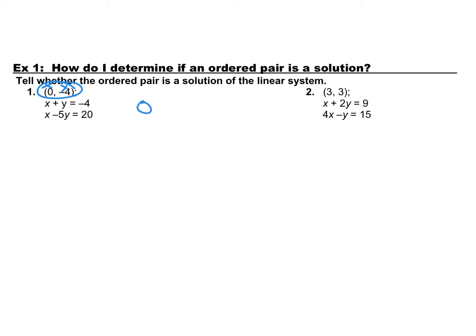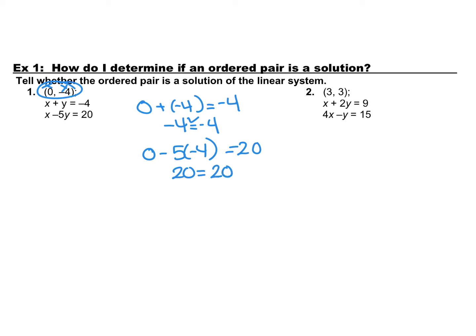So I'm going to take 0, which is x, plus -4, and is that equal to -4? Well, -4 is equal to -4, so yes, that is a solution. But it has to be the solution to both of these equations. So let's check the next one. I'm going to plug in 0 minus 5 times -4, and is that equal to 20? -5 times -4 is equal to 20, and so 20 is equal to 20, so yes, this is a solution to this system of equations.